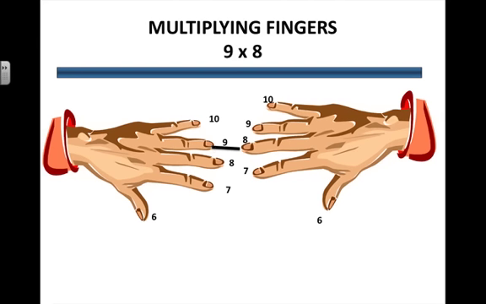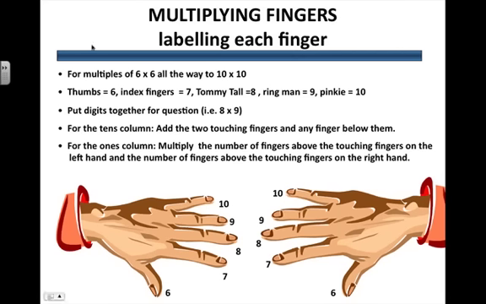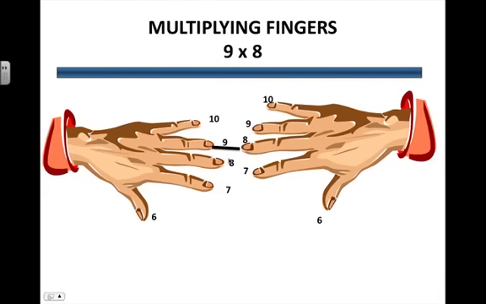And then what we're going to do, and this is described in these two points here, and I'll talk to it using this example, is count the number of fingers that are touching and below the touching fingers. So in this case, we have 1 and 2 touching, 3, 4, 5, 6, 7. And that's our tens column. So the answer is 70 something. So when we're doing 9 times 8, the answer is 70.